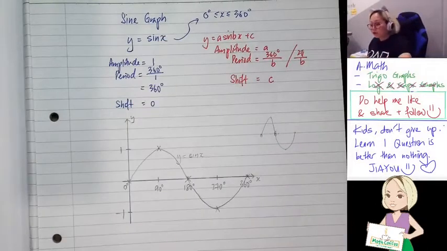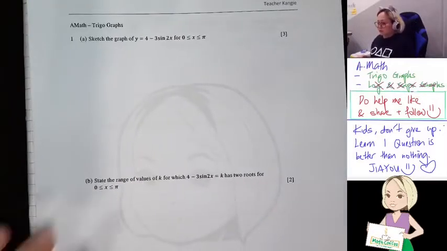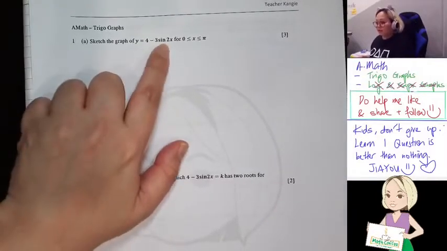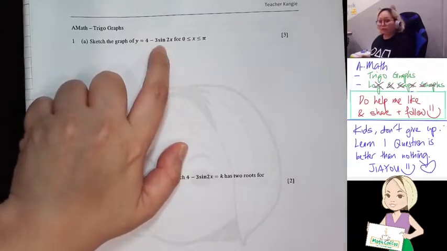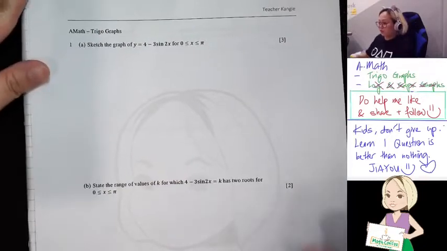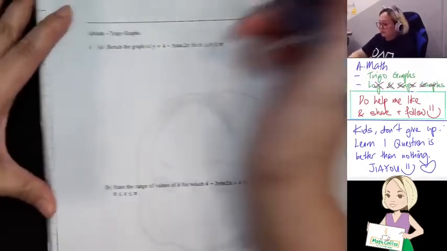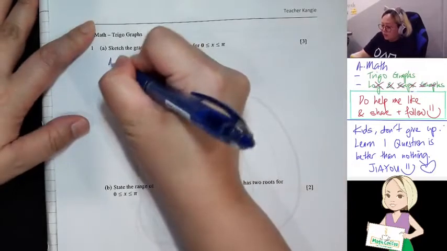So now let's increase the difficulty, whereby they ask you to draw for 4 minus 3 sine 2x. So you can see that the shift, the period change, and the amplitude also change. So to draw this, first you have to find out what is the information first. So I need to find out what is my amplitude.